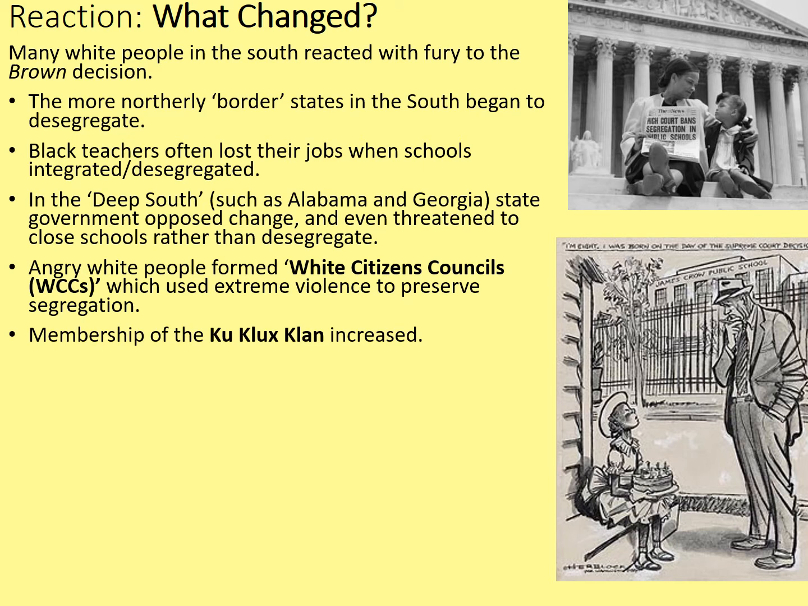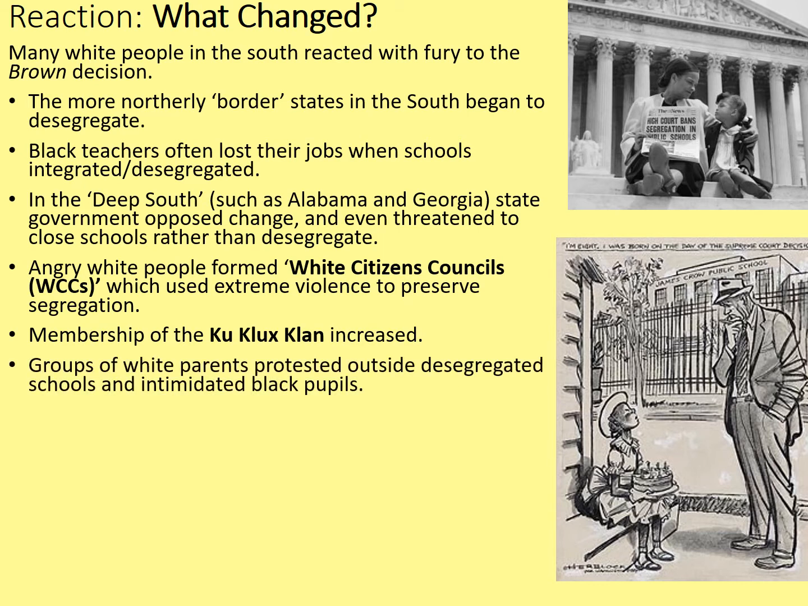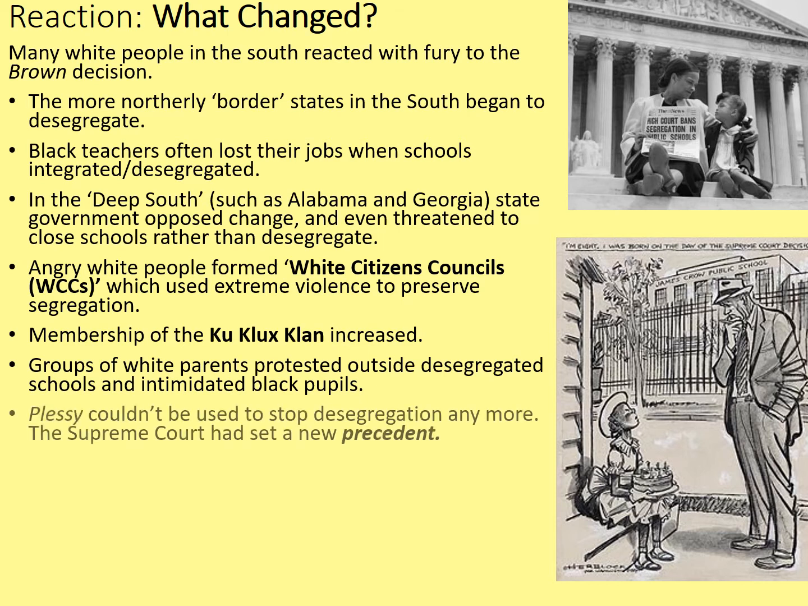Membership of the Ku Klux Klan increased. Remember, this was a terrorist organisation that lynched and murdered black people and made them feel terrified for their lives. Groups of white parents protested outside desegregated schools and intimidated black pupils, forcing them not to join. And also the Plessy case couldn't be used to stop desegregation anymore though, because the Supreme Court had set a new precedent that all the states would have to follow.